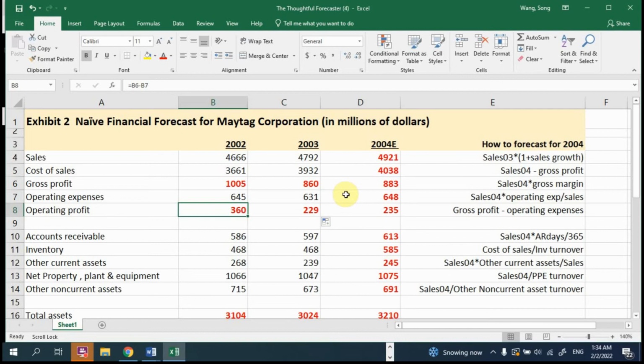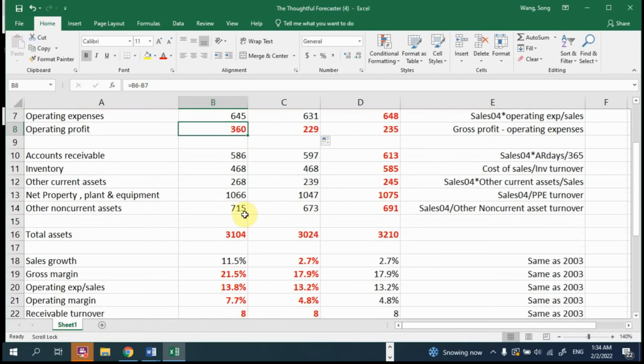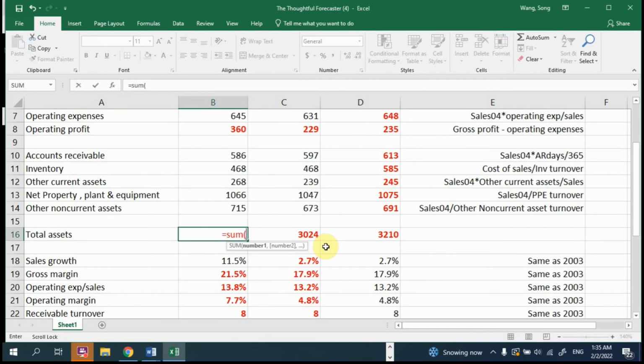Let me just be clear: it is the formulas I'm grading here. And here, there's nothing to work on. These are the assets part of the balance sheet. You have accounts receivable, inventory, other current assets, and so on. For total assets, just sum them up. Just take the sum, hit enter, then drag it.